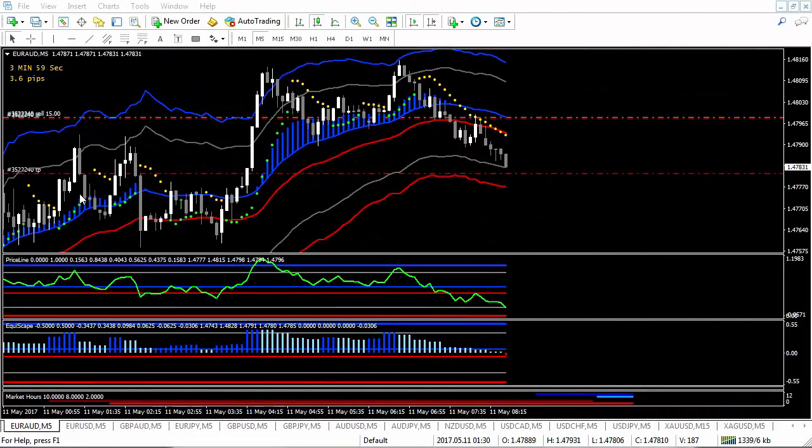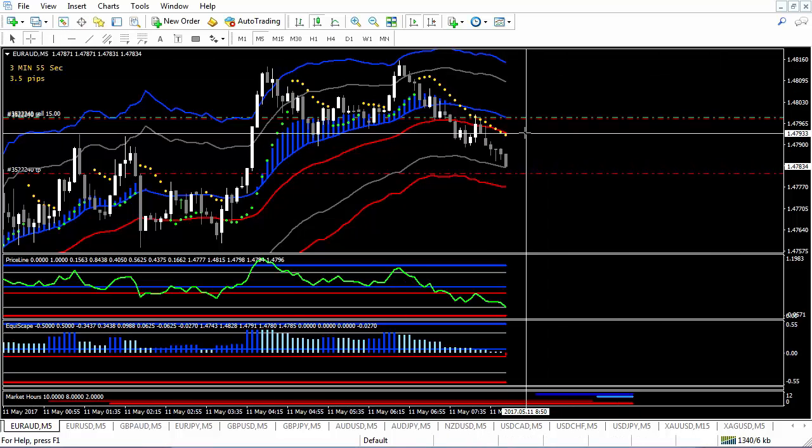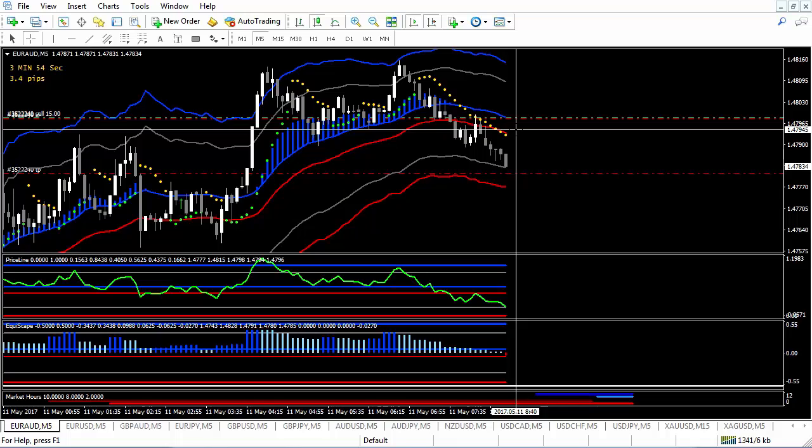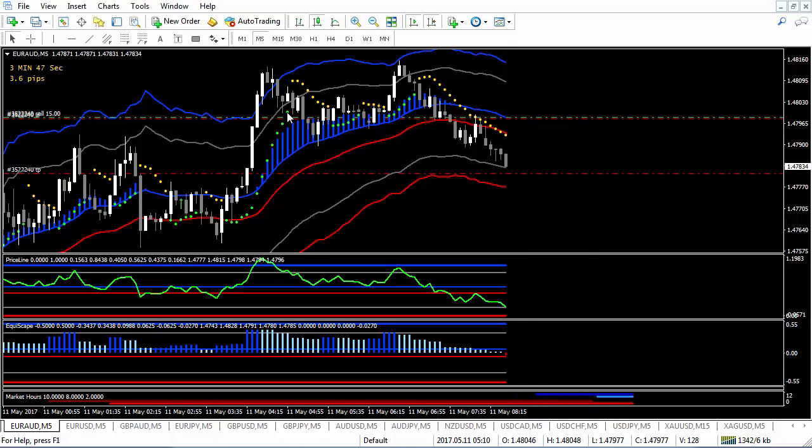I'm going to manage this a little bit further. I'll show you what I'll do. Take my crosshairs, put it where I would regularly place my stop, and 3 pips. That's what the spread is. So it's actually placed pretty well, but I'm going to move this just a little bit.